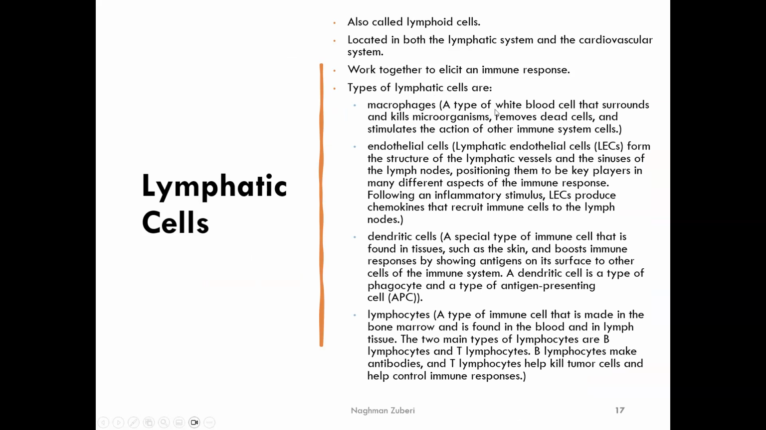Macrophages. This is a type of white blood cells that surrounds and kills microorganisms, removes the dead cells, and stimulates the action of other immune system cells.